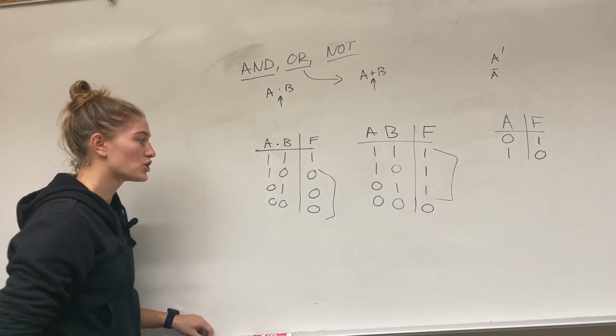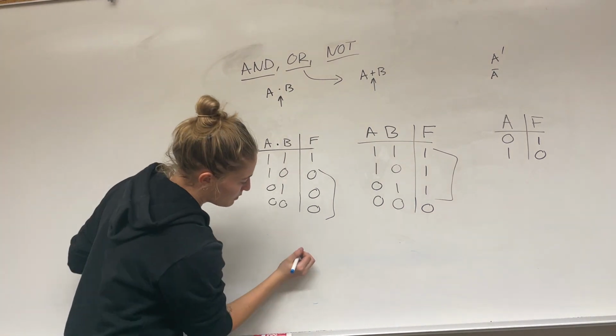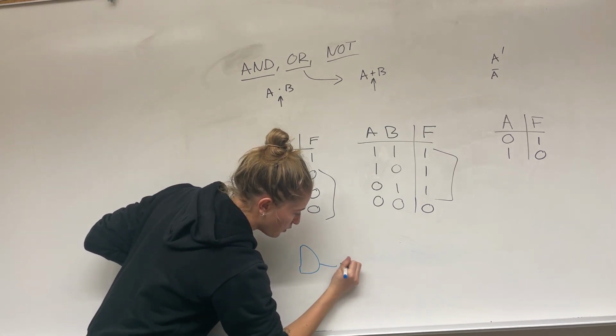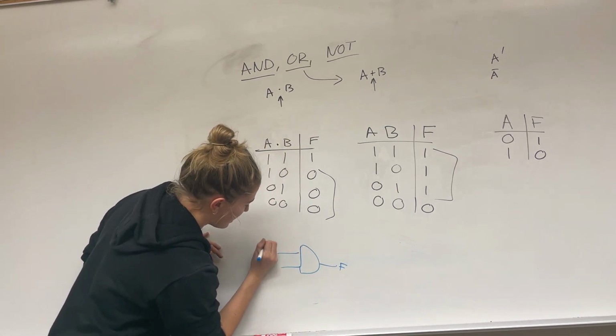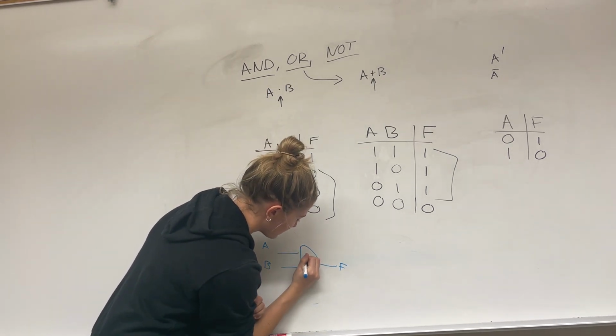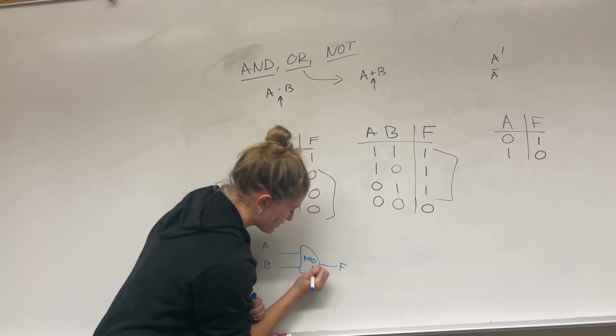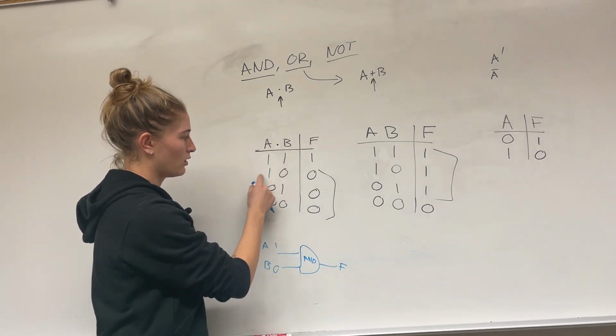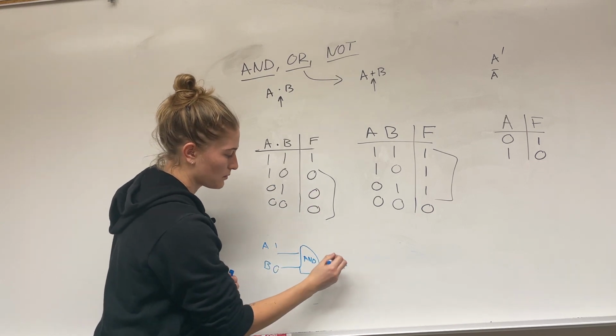Moving on to what the logic gates look like. AND is going to be a nice half circle with the output coming out, which is F, and A and B going in. So this is AND. And that's what that looks like. So if A is 1 and B is 0, our output is 0.